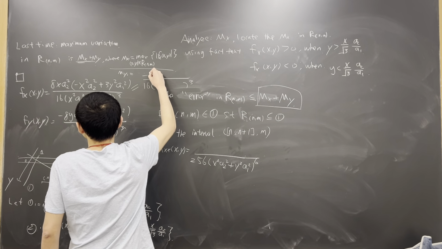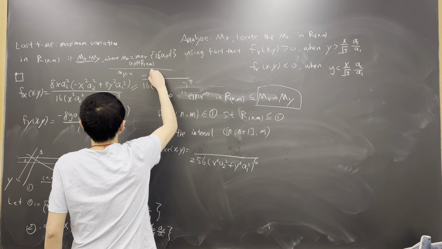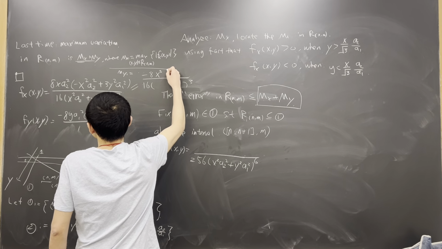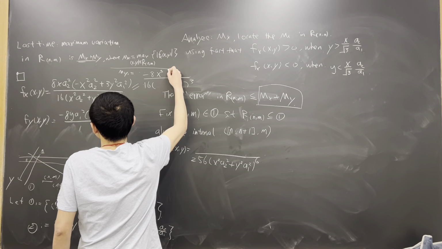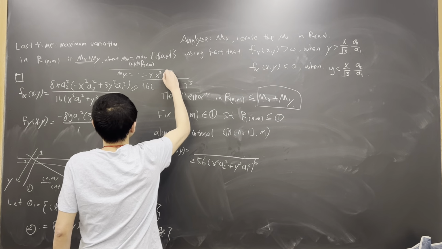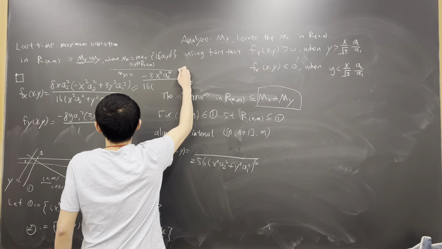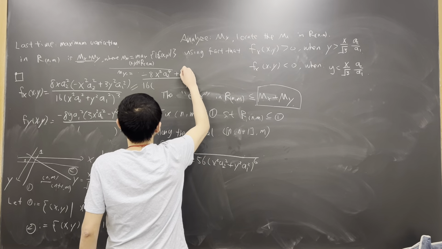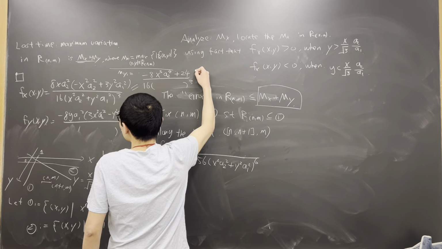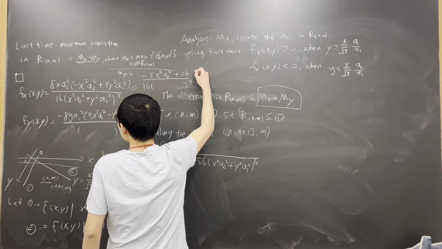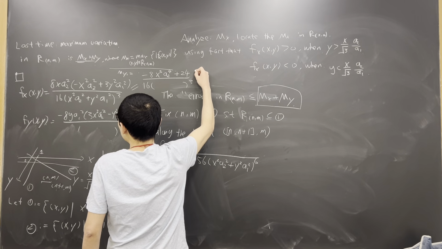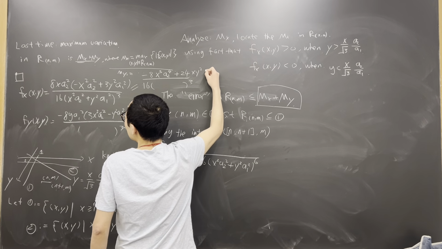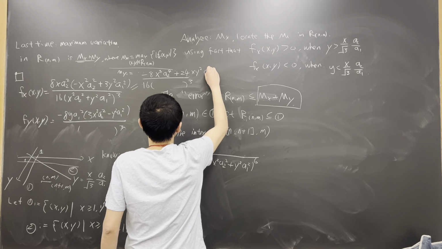So negative 8 x cubed a2 to the 4th power, 24 times xy squared a2 squared a1 squared.